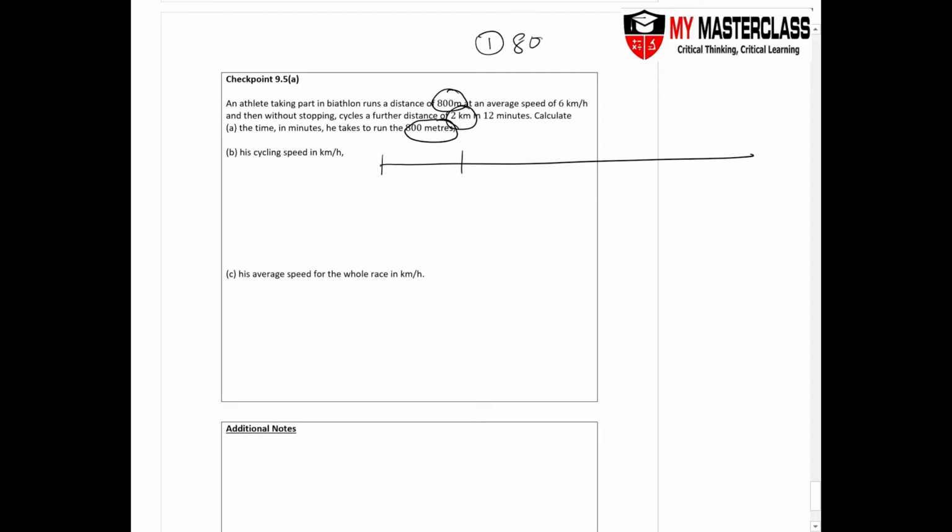The first thing I will do is convert 800 meters into kilometers. Recall the common fact: 1 kilometer equals 1000 meters, right? That's what you have all learned. So what is 800 meters? It means dividing by 1000. Press in your calculator and you should get 0.8 kilometers. So this tells you that for 0.8 kilometers, he was traveling at 6 kilometers per hour without stopping.